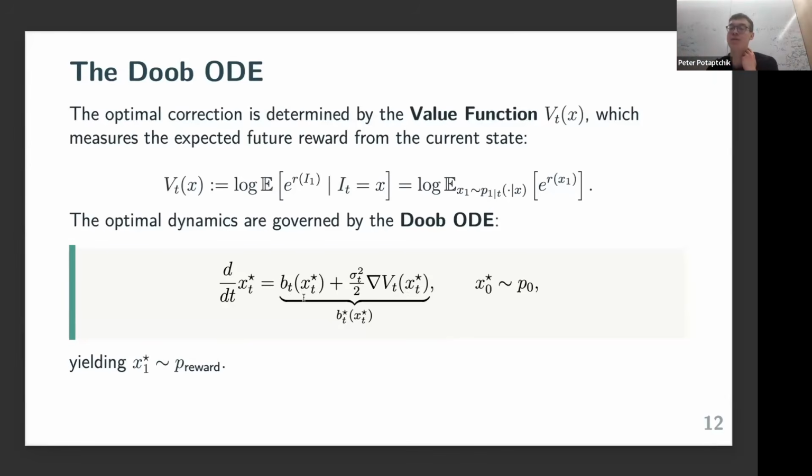And since we already have b_t of x, our goal in inference time steering is: how can we approximate the gradient of the value function? Because if we can approximate it, then we have this entire drift, so we can integrate it. And in the case of fine tuning, how can we set up a tractable objective to actually learn this entire quantity?